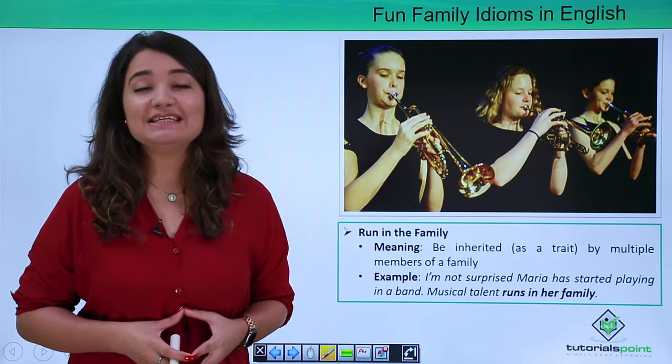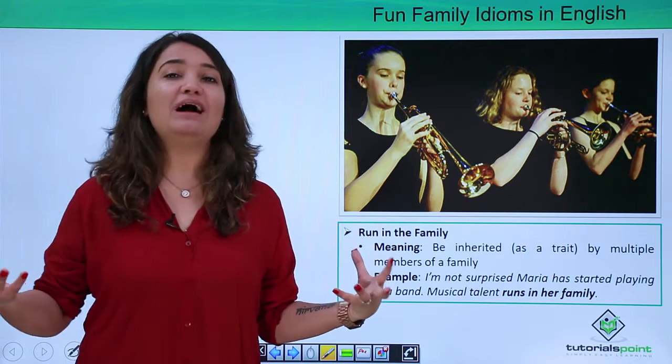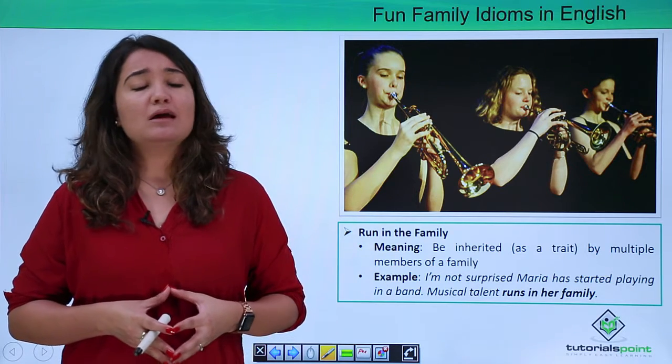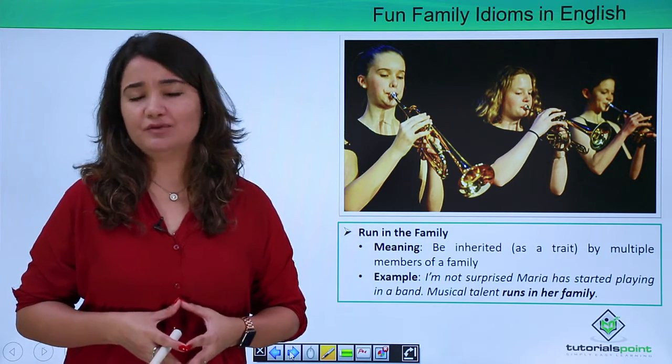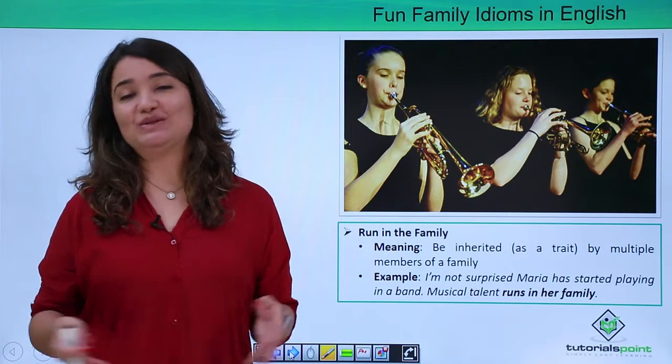Well, all of these idioms which in some way or the other are related to your family definitely are a great thing to learn and of course use in your daily language.